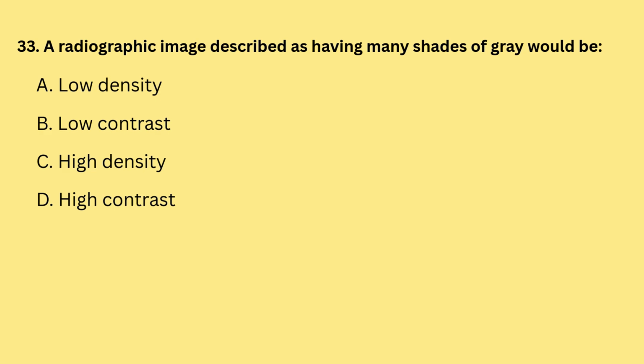Number 33. A radiographic image described as having many shades of gray would be A. Low density, B. Low contrast, C. High density, D. High contrast. The answer is B. Low contrast.